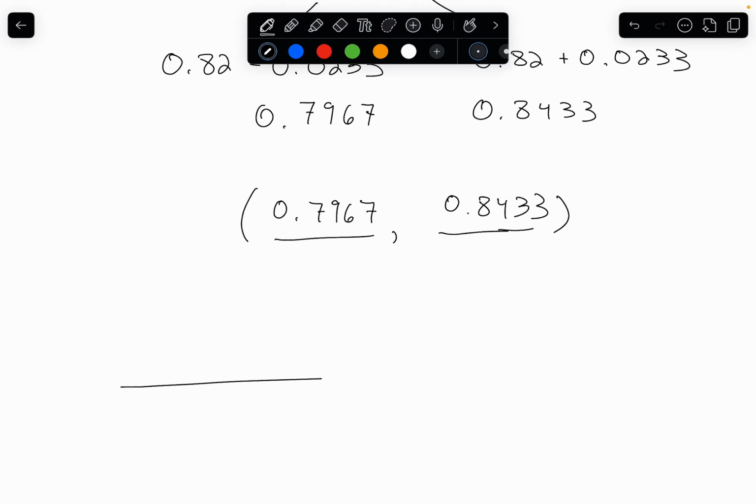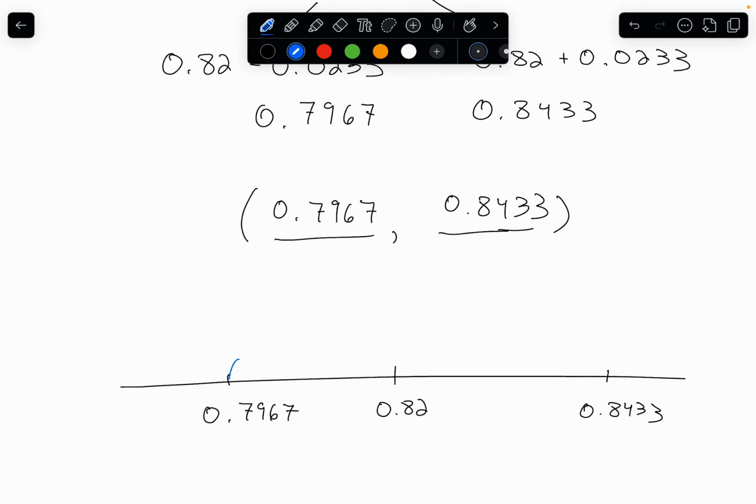And what that represents, remember, is that if I was to draw this out, here's my p hat of 0.82. The lower bound over here is 0.7967, and the upper bound is 0.8433. And what I'm trying to say with this confidence interval is that this range of values, everything that lives between these two numbers, is a feasible value or a feasible guess for our population proportion p. So it's going to be really important that we write this in this interval notation. That's how I would like to see your answers on quizzes and tests and things like that.